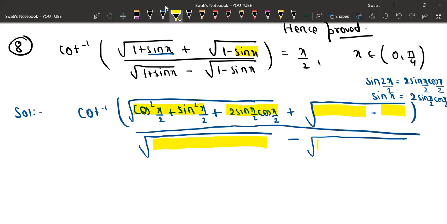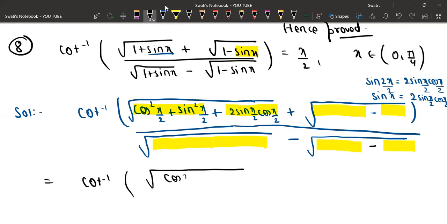Sin square x by 2 plus cos square x by 2, and then minus 2 sin x by 2 cos x by 2. So I'm just not repeating it. Okay. Now this will become cot inverse, and you know that this is in the formula. The formula is a square plus b square plus 2ab. You know that this is nothing but the a plus b whole square formula. So a is cos x by 2, b is sin x by 2, and then this has a whole square.